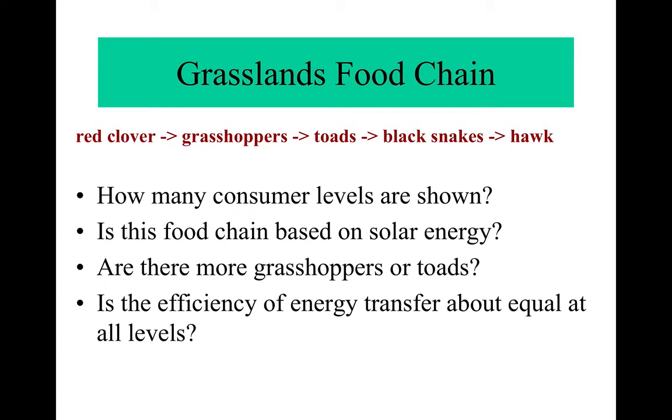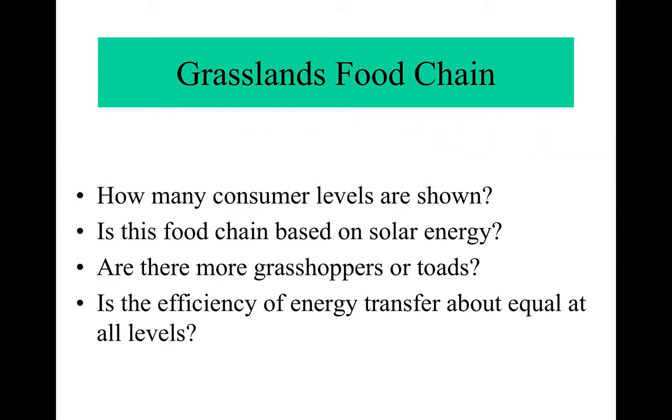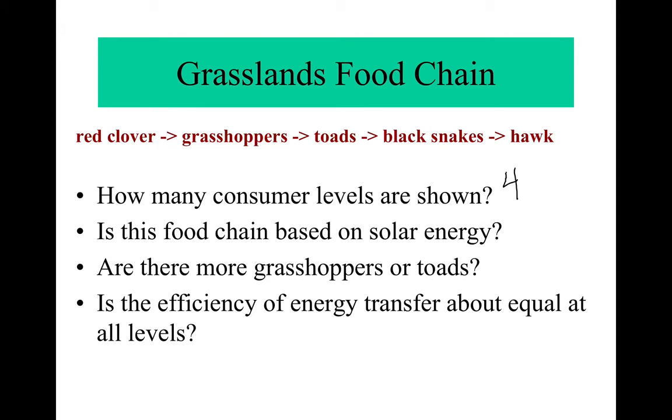If you chose that the consumer levels are 4, that's correct. And if you answered that the food chain is based on solar energy, that is also correct. If you chose that there are more grasshoppers than toads, you are right. And yes, the energy transfer is about equal at all levels, or around 10%. This is the number we'll use when we work problems.